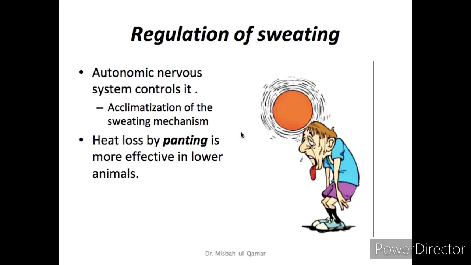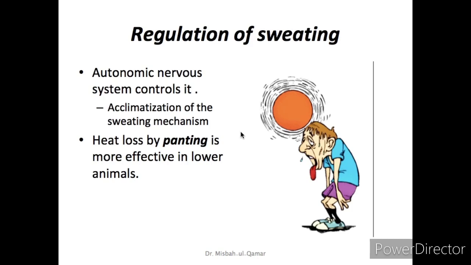In case of lower animals, heat loss by panting is more effective, because many lower animals have very little ability to lose heat from the surfaces of their bodies. The surfaces are usually covered with fur, and also the skin of most lower animals is not supplied with sweat glands. So a substitute mechanism, the panting mechanism, is used.